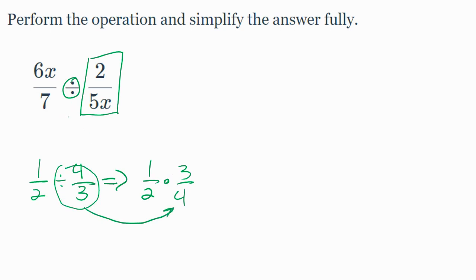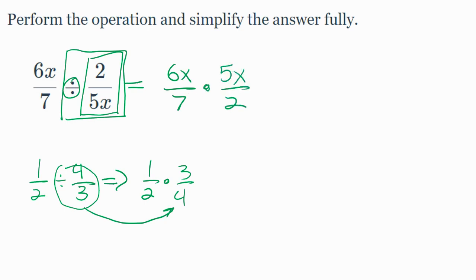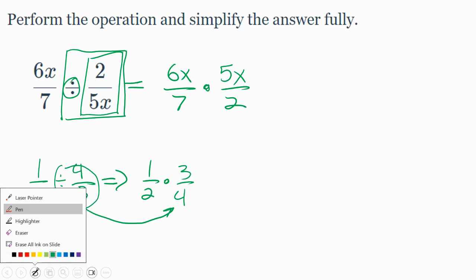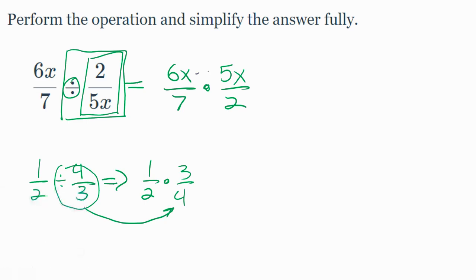So what you do is take this original setup and just rewrite it to be 6x over 7 times 5x over 2. And then treat these problems as if they were a simple multiplication of rational expressions, which requires us to just multiply straight across and then reduce if possible. In this case, we just multiply straight across and we should get 30x squared over 7 times 2 is 14.